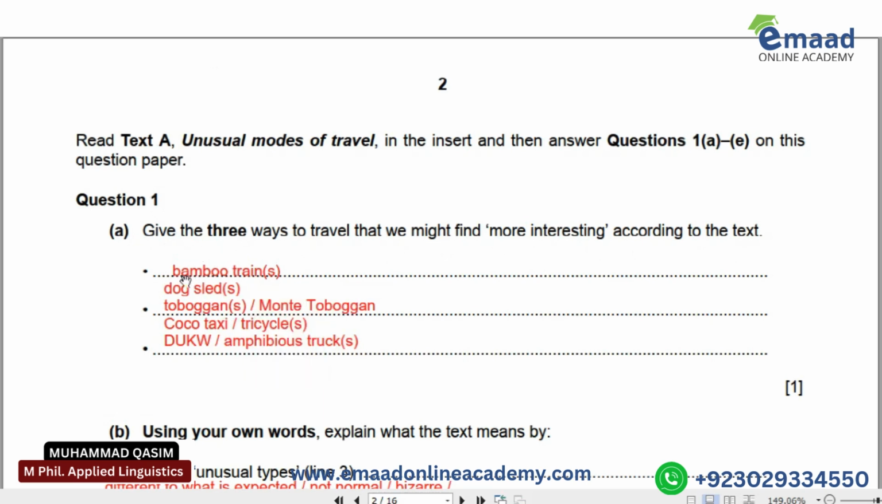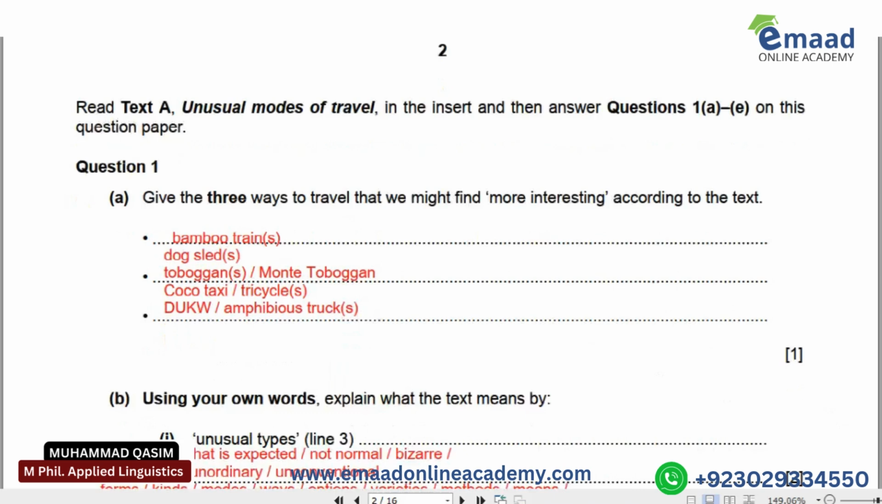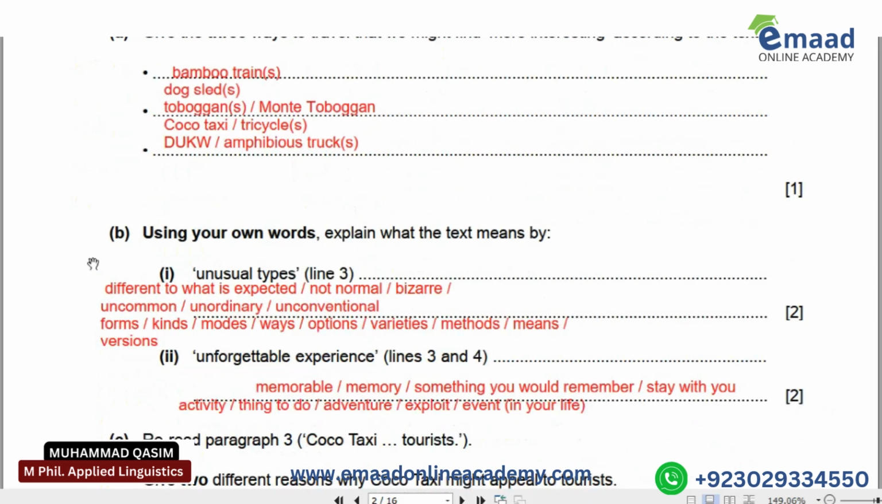You can choose any 3 of them because the paper asks you for bringing the 3 components, 3 things. So you can either bring bamboo trains or dog sleds or toboggan, Monte toboggan, or Coco taxi or DUKW type trucks, amphibious trucks. So you can use any 3 of them and your answer will be correct against this 1 mark. Let's move to the second comprehension question, short response question.